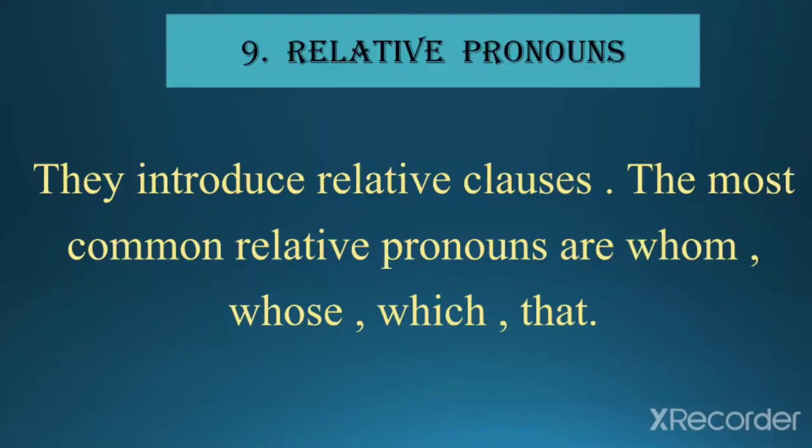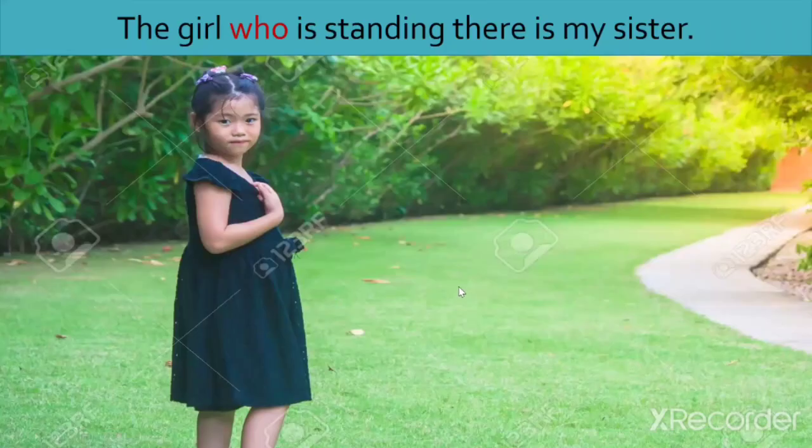Now we come to the final kind of pronoun, which is the relative pronoun. So relative pronouns are used to introduce relative clauses, and the most common relative pronouns are whom, whose, which, that, who. All these are relative pronouns. Okay, so let us see some examples. The girl who is standing there is my sister.